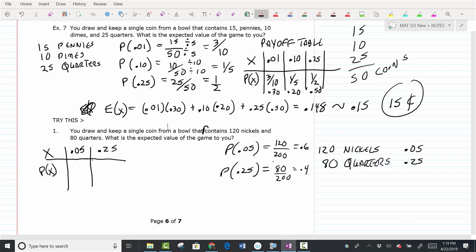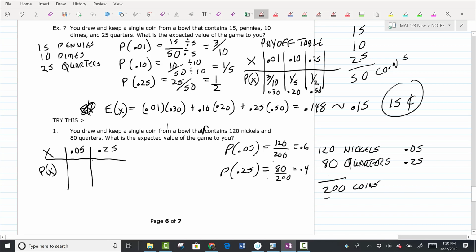Anybody got anything? 13 cents. Anybody else got 13 cents? Okay, all right. So first thing you want to do is the probability. There's 200 coins. So the probability of getting a nickel, there's 120 out of 200. And I just took my calculator and did 120 divided by 200 to get 0.6.